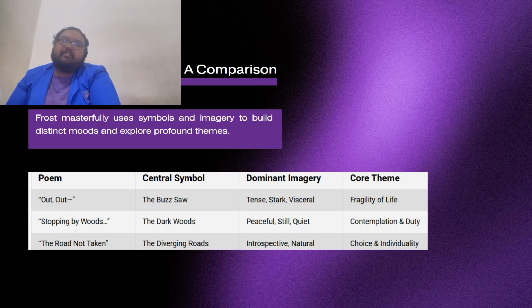Frost's poetic toolbox comparison. Frost masterfully uses symbols and imagery to build distinct moods and explore profound themes. Like this one, Out, Out, the central symbol, the buzzsaw, is tense and stark, a visual of the fragility of life, and many more.